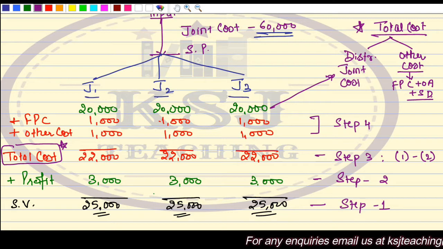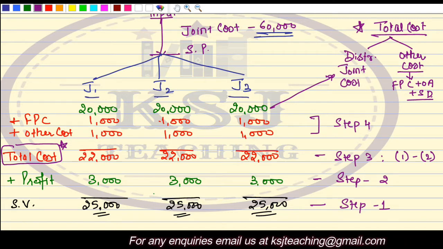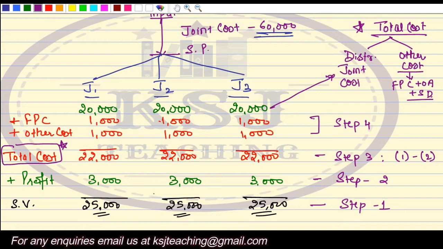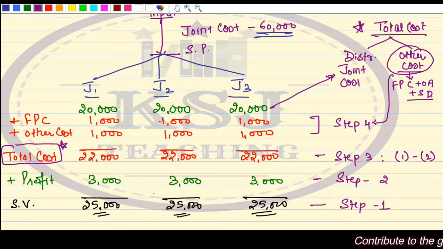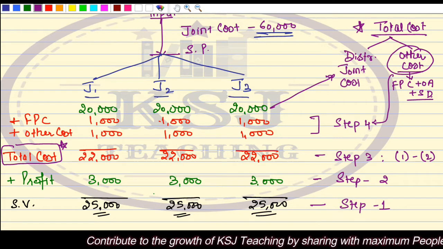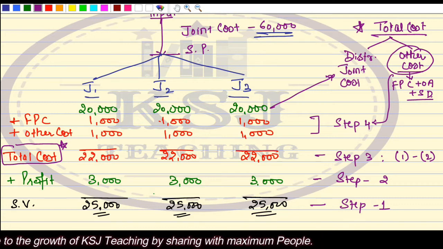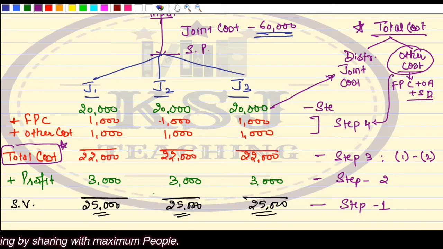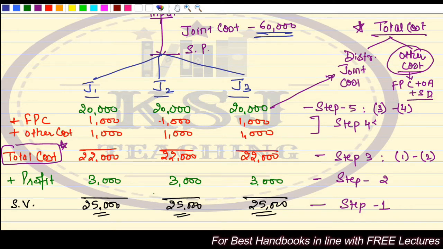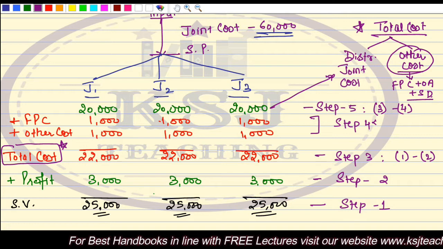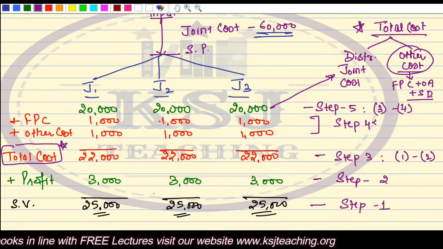So step 4 is that you have to identify the total further processing cost, office and administration cost, selling and distribution cost, right? This part is your step number 4. Now out of this total cost of 22,000, if you subtract this 2,000, that is step number 4, what you will get? You will get this 20,000, that is the distributed joint cost, right? So this is your step number 5. How you get the step number 5? That is 3 minus 4. Clear? 3 minus 4. I'll remove this. Step number 5 is the distributed joint cost.